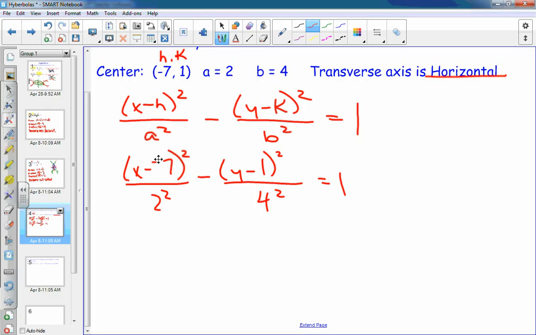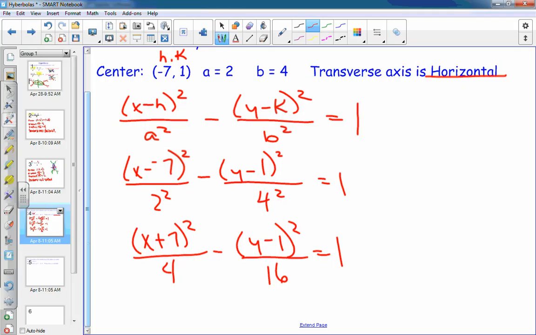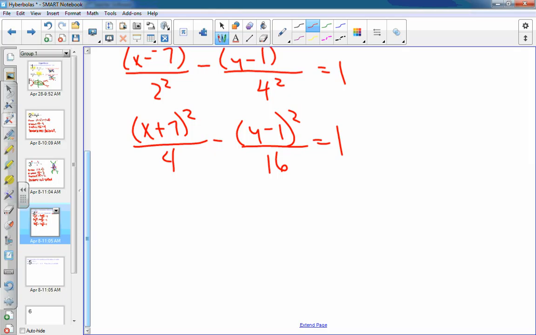So I'm going to go ahead and calculate this. So this becomes x plus 7 squared all over 4 minus y minus 1 squared over 16 is equal to 1. Now, what I need you to do is learn how to graph these. So how do I graph something? You have to solve it for y, because you can't put anything into a graphing calculator until you solve it for y. Okay? So if we solve this thing for y, I need to take this whole fraction over to the other side, so that's going to give me what?